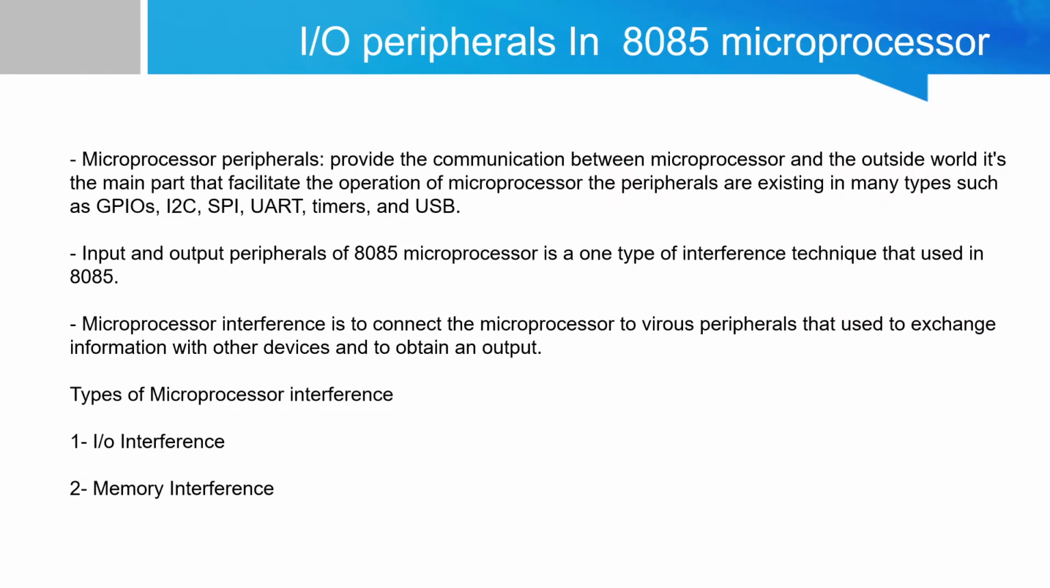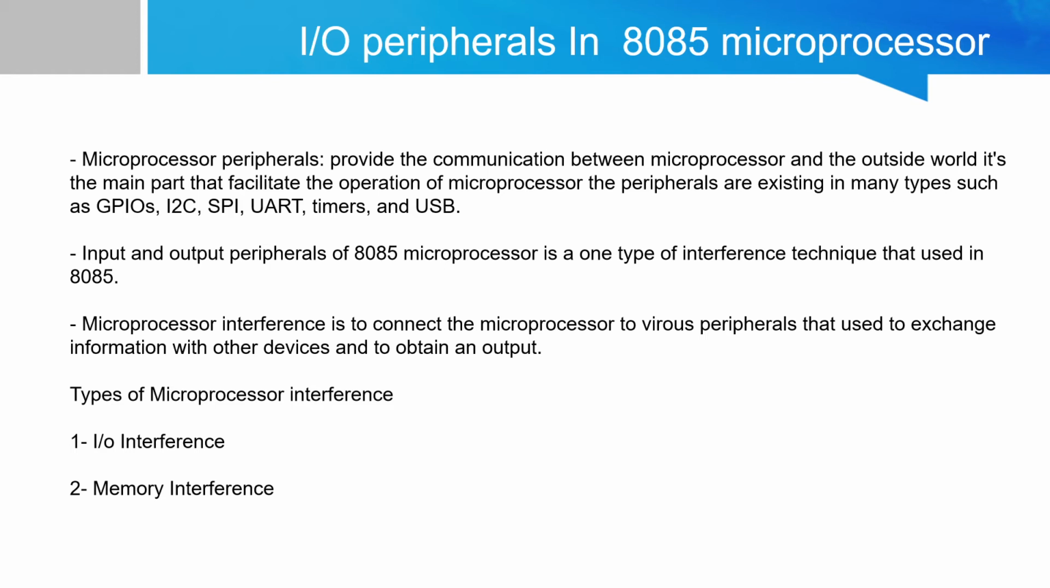And I will talk about I/O interfaces in microprocessor. Microprocessor interfaces provide the communication between the microprocessor and the outside world. It is the main part that facilitates the operation of the microprocessor. These interfaces exist in many types such as GPIO, I2C, SPI, UART, timers, and USB.